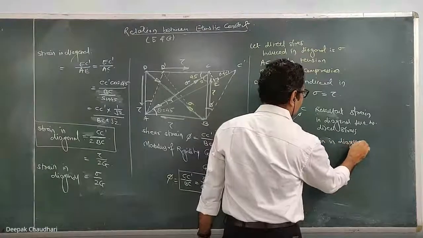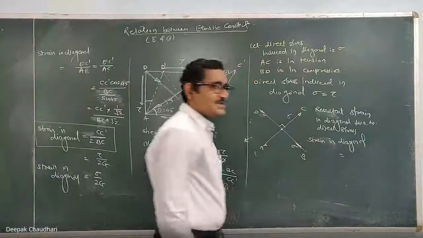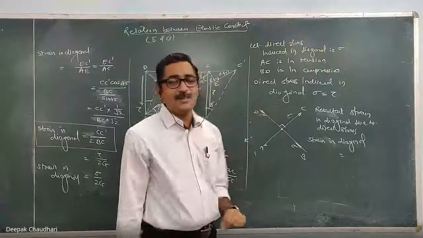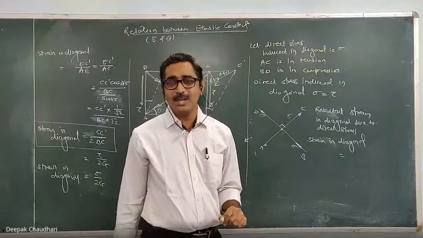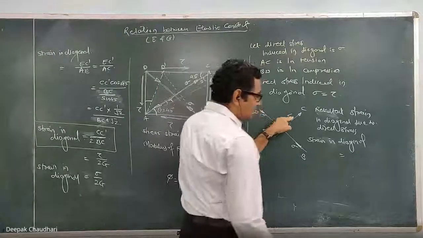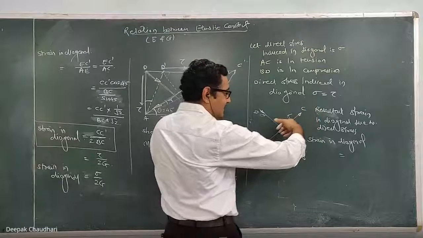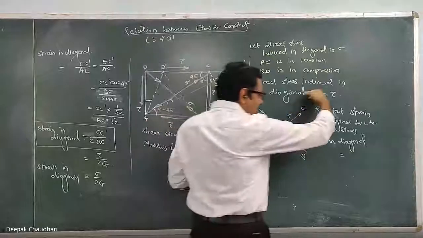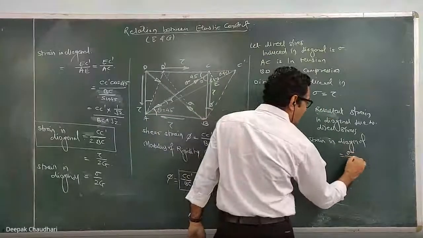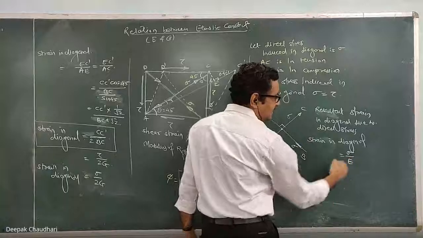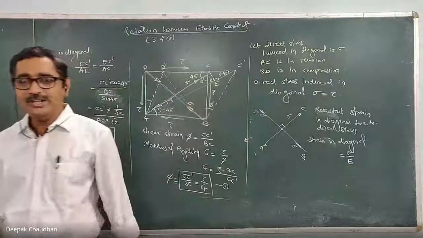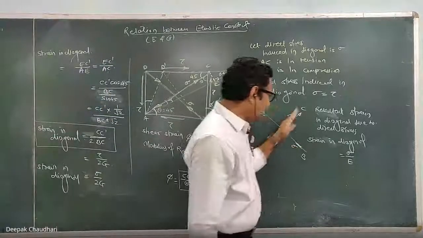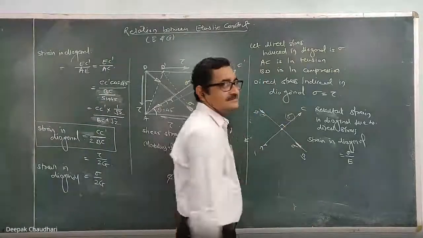So the strain in diagonal, listen to me. The stress in this diagonal is sigma. Because of this stress in this diagonal AC, it is subjected to linear strain. And how much is the linear strain in this direction? It is sigma upon E. It is tensile in nature, so positive. E is the modulus of elasticity for this material. This is the strain in diagonal because of this stress.